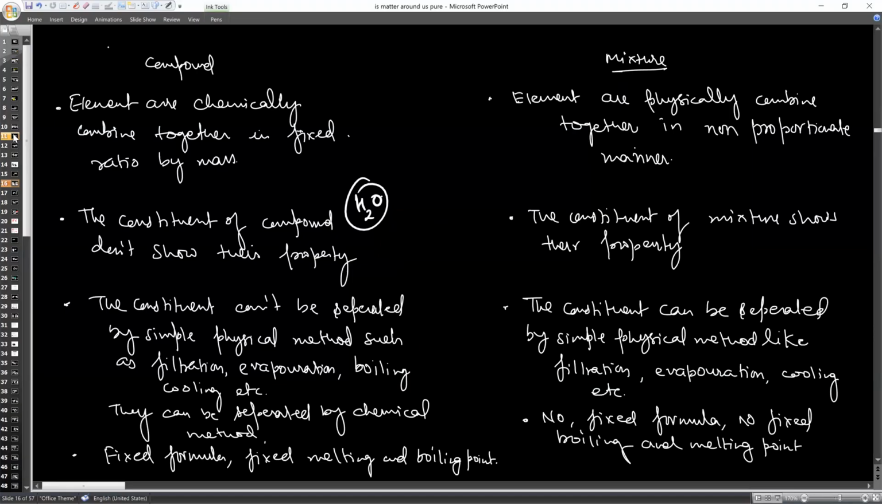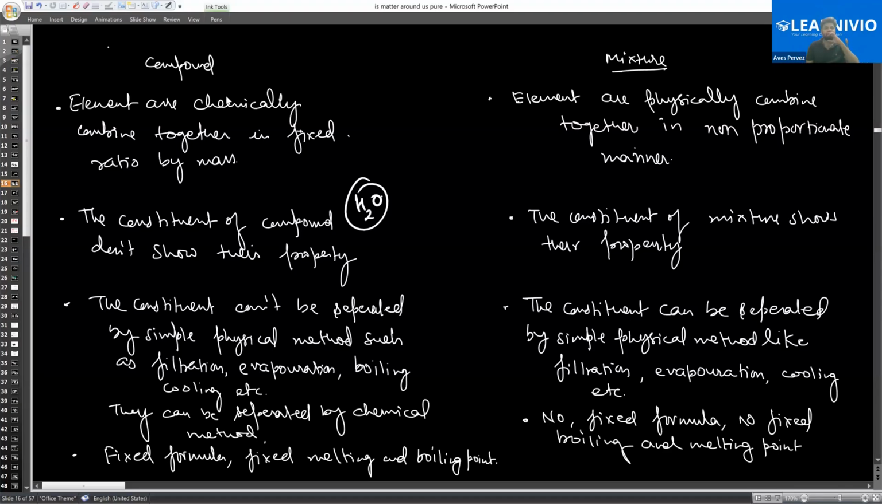Compounds are substances that have a fixed formula, that have a fixed melting and boiling point, and that cannot be separated by simple physical methods. For example, if you have water, you cannot separate the hydrogen atoms and the oxygen atom from it. If you want to separate the hydrogen and oxygen, can you separate them by evaporation? No. By boiling? No. If you start evaporating water, will it get split into hydrogen and oxygen? No. It will still remain water, whether it is changing state or not. Got it?